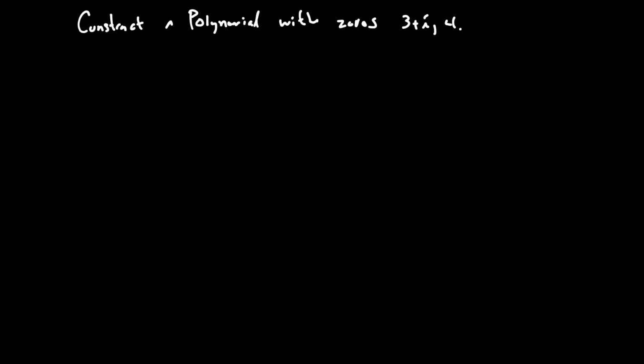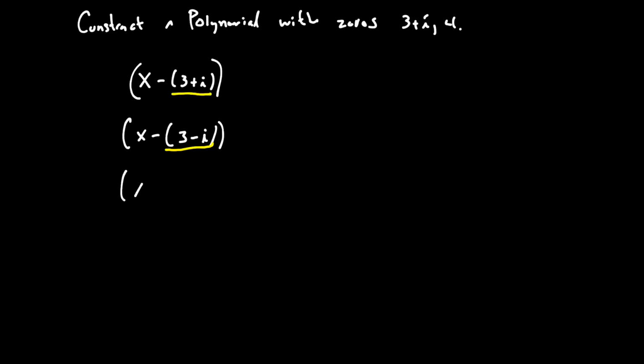In this last problem, we're going to construct a polynomial with zeros 3 plus i and 4. This means that if 3 plus i is a zero of our polynomial, then the linear term, x minus the quantity 3 plus i, is going to divide our polynomial. And by the previous statement, the complex conjugate will also be a zero. So another linear term our polynomial is going to have is x minus 3 minus i, where this complex number is the complex conjugate of the other complex number.